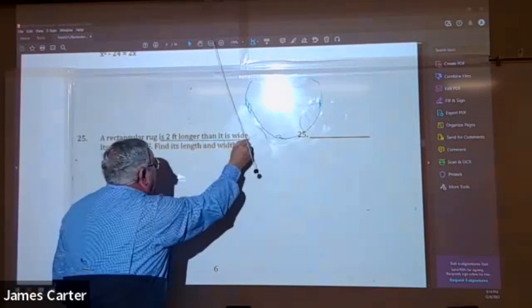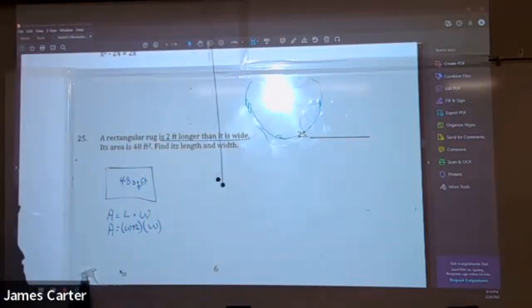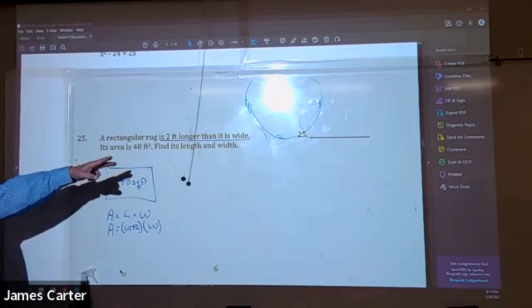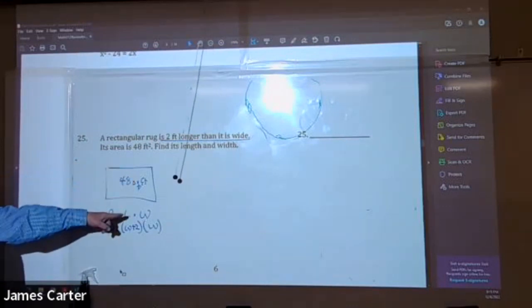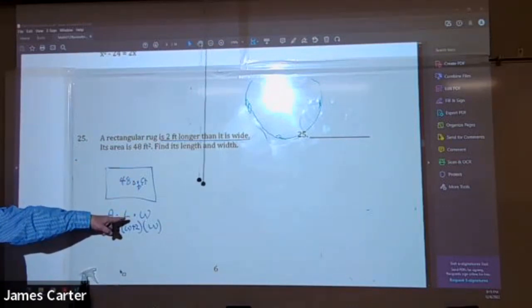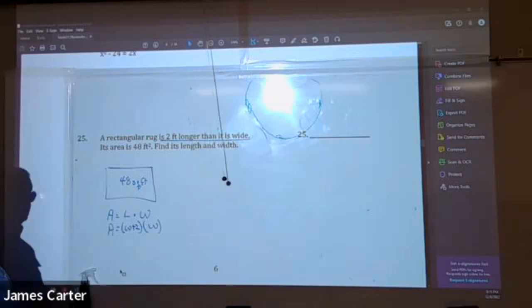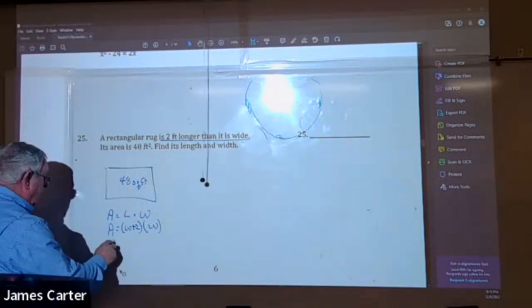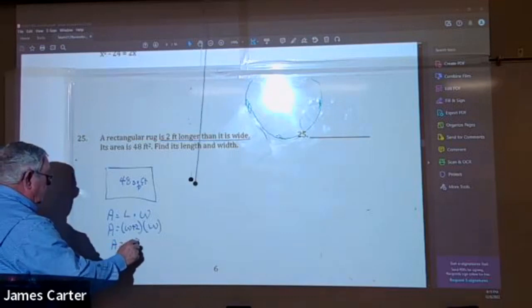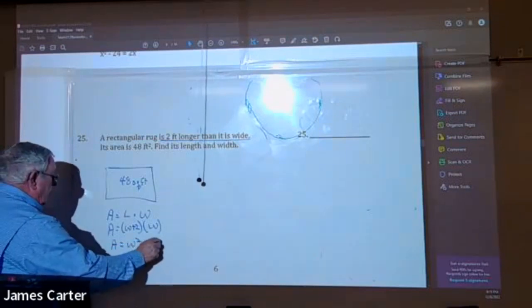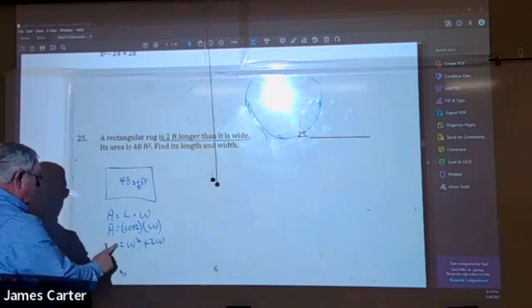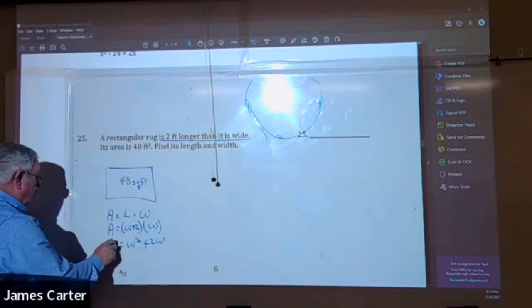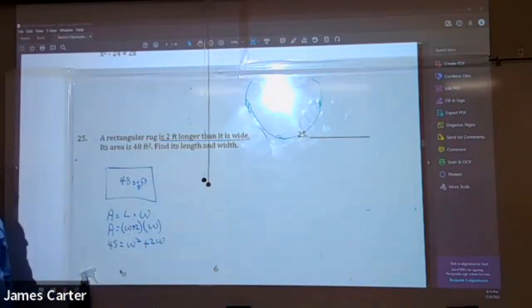It's 2 feet longer than it is wide. The width is what it doesn't tell you anything about. That's why it's your variable. Okay, so now I just need to simplify this sum. Area equals W squared plus 2W. And we know that the area is 48 square feet.